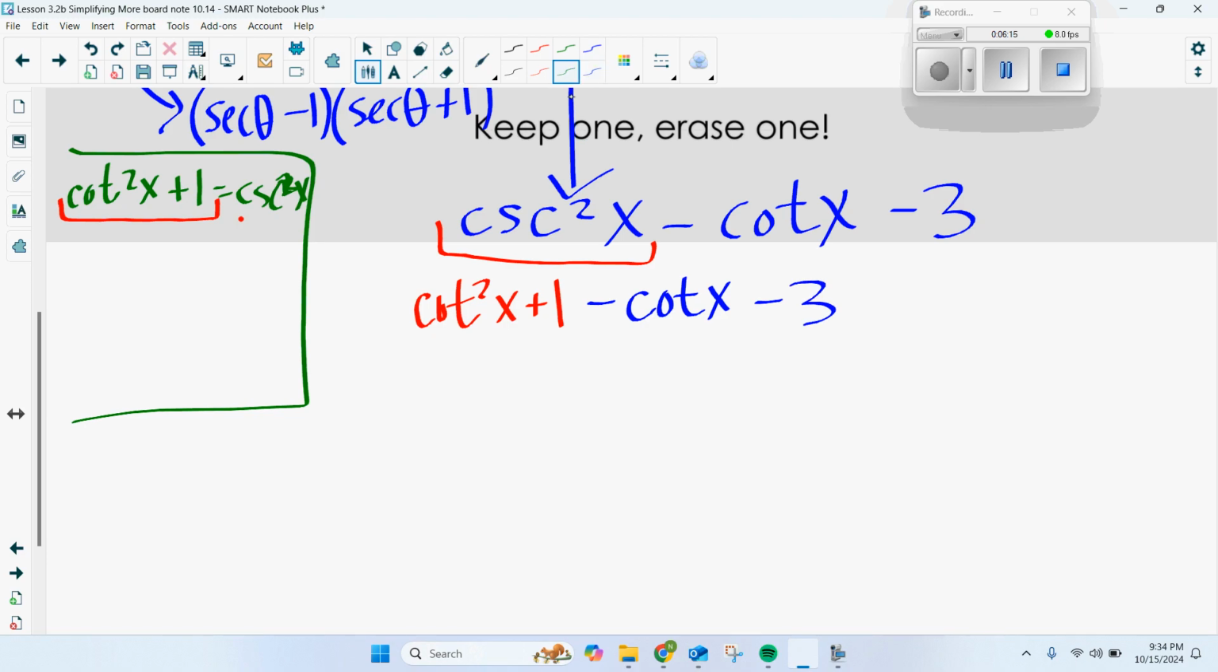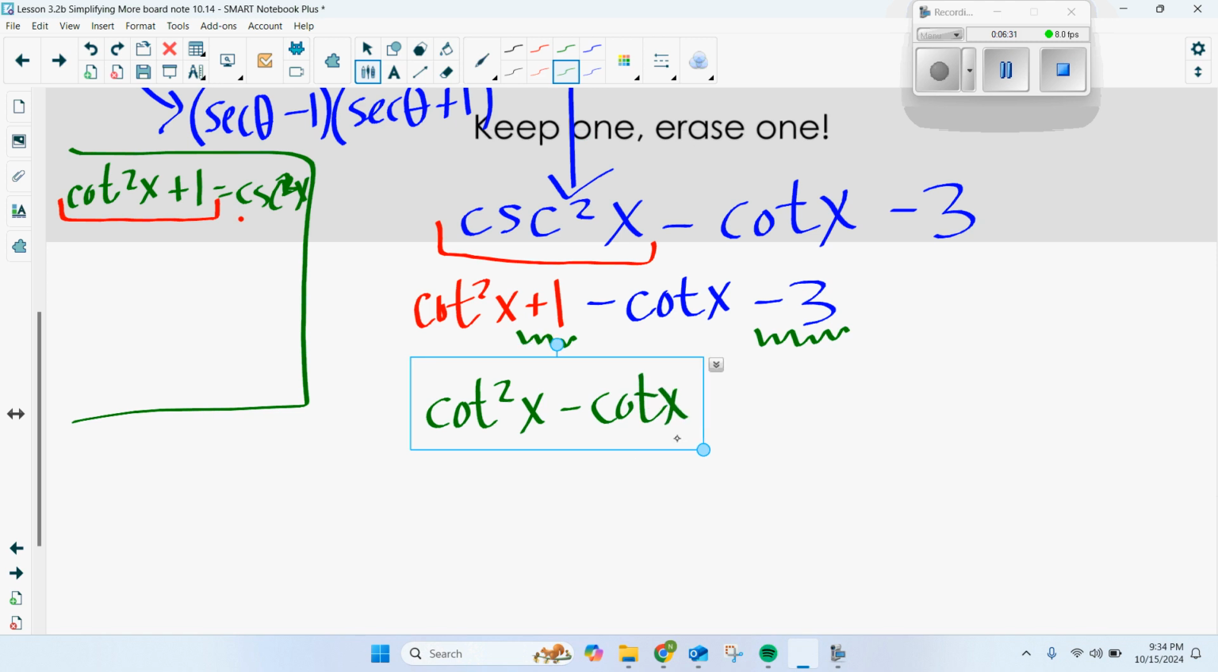Here is where we're going to combine like terms. The only like terms I see are the 1 and the 3, because I can't combine these, since this has a squared and this does not. So I'm going to have cotangent squared of x minus the cotangent of x. I'm just bringing those down. And then I had 1 minus 3, so that's going to give me minus 2.